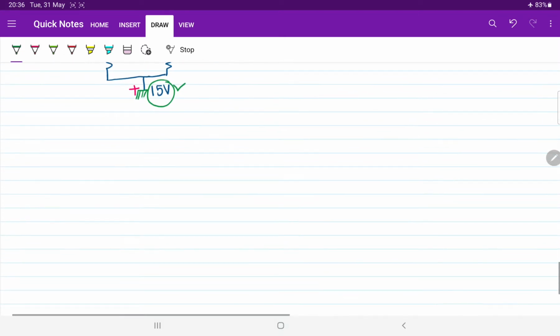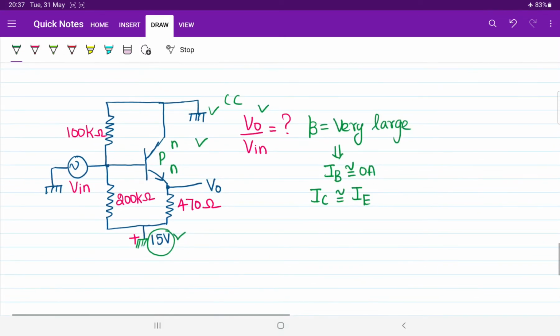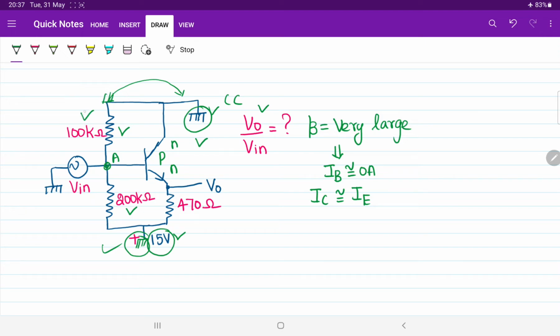Then if I draw the equivalent circuit, see there, sir, here also we have ground. It means this 100 kilo ohm resistor is connected with the ground. See there, it is connected with the ground, and this 200 kilo ohm resistor is also connected with the ground. While applying DC, this is also going to be connected with the ground. Now from this point, suppose I call it A, between A and ground we have 100 kilo ohm. Between the same A and ground we have 200 kilo ohm. It means these both are connected in parallel.